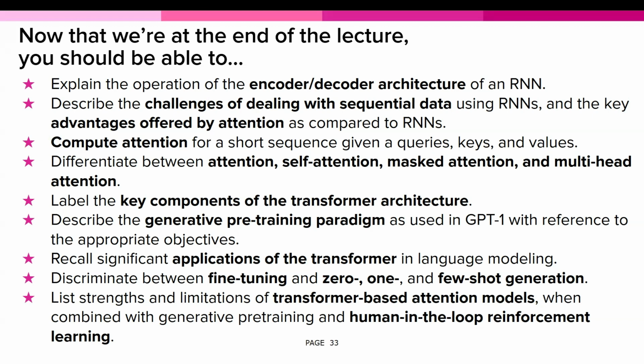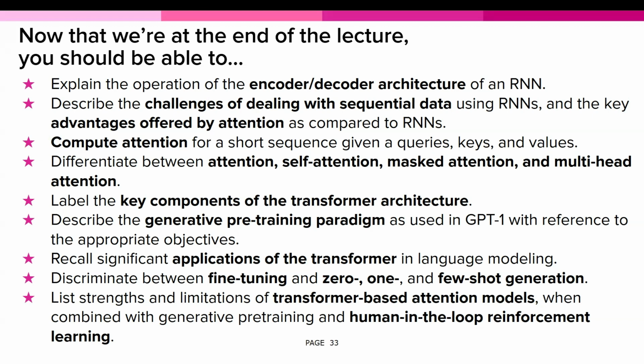Yeah, and the specific objectives. So there was the unsupervised generation phase, and then the supervised fine-tuning phase. We also talked about a few applications of the transformer, so GPT-1 through GPT-4. We also talked about in-context learning, and how that's distinct from fine-tuning involving gradient updates. And we encountered zero shot, one shot, and few shot generation that are subtypes of in-context learning.